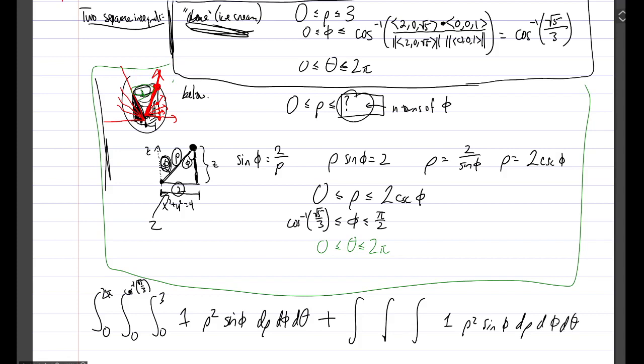And then rho now goes from 0 to 2 cosecant phi. And then phi goes from cosine inverse of root 5 over 3 to pi over 2. And then finally theta goes from 0 to 2 pi. Oh, that was quite a lot of work, huh?